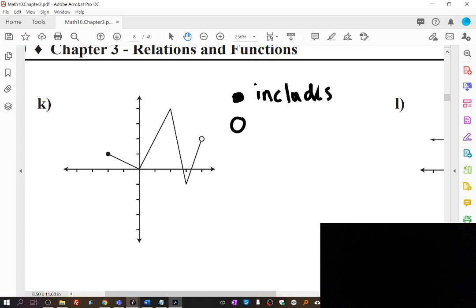Includes. And then the empty circle does not include. So kind of up to but not including.